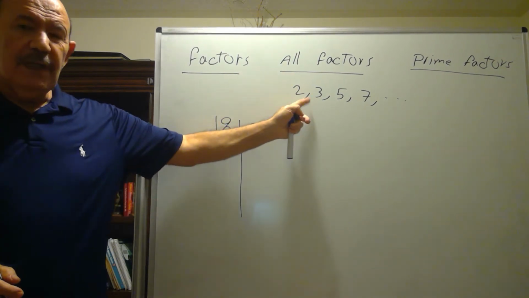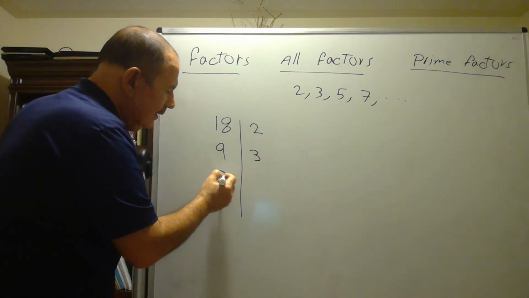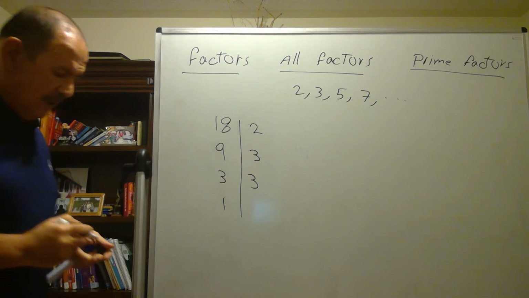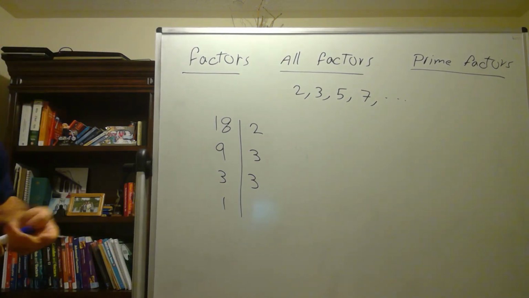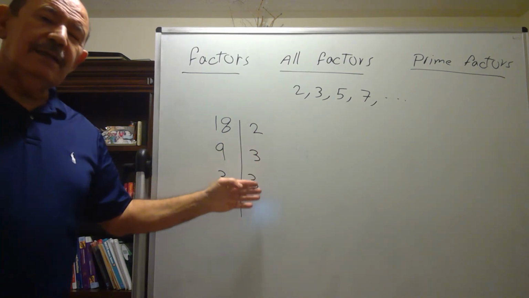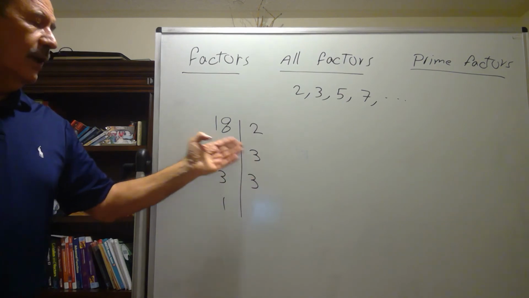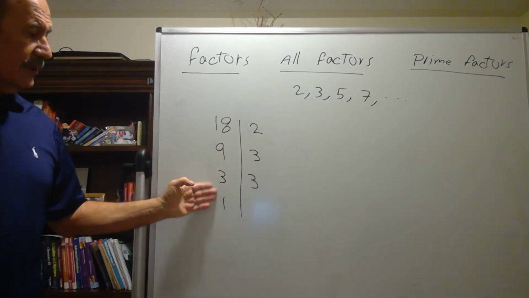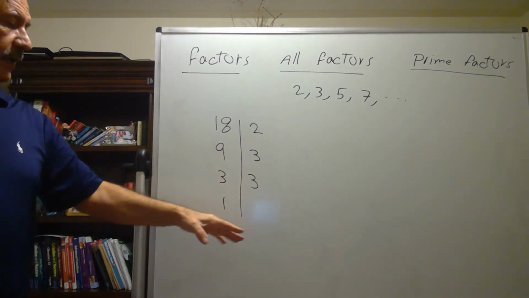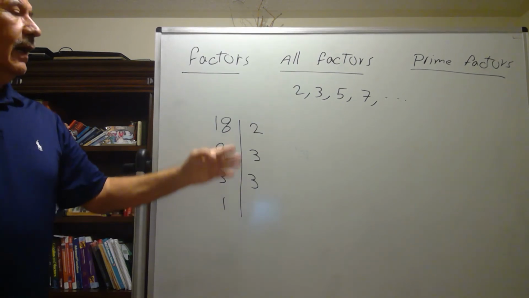The next number after 2 is 3. 9 divided by 3 is 3, and 3 again is divisible by 3, the result is 1. As you see, I'm not going to the next number until the number is no longer divisible by the one I'm dividing with. I continue with 3 until it doesn't go anymore. And when I end up with 1 in this column, then I am done.